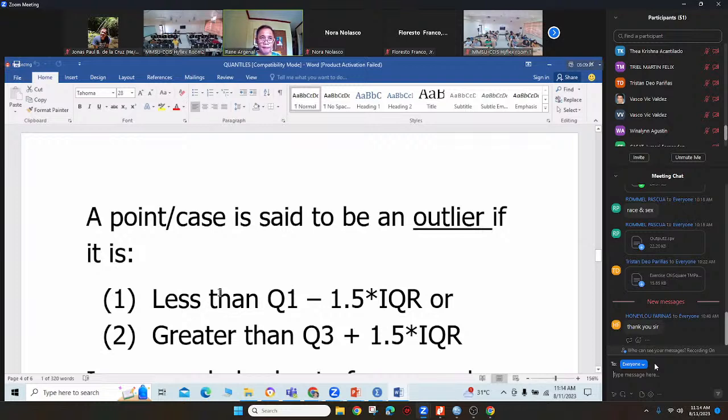The left side is Q1 minus 1.5 IQR; it should be less than that. Oh, by the way, what is an outlier? An outlier is an observation that is very far from the usual values, either very low or very high compared to the other observations. And this is how you determine whether an observation or a case is an outlier or not.